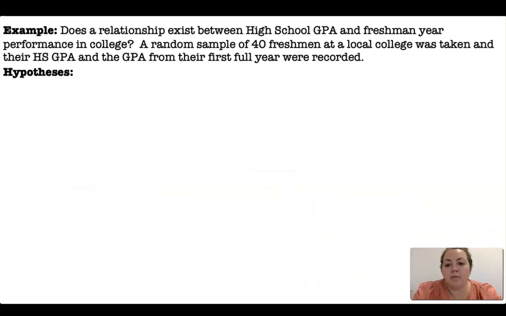All right. Does a relationship exist between high school GPA and freshman year performance in college? A random sample of 40 freshmen at a local college was taken, and their high school GPA and GPA from their first full year were recorded. All right. So my hypotheses: n is 40, degrees of freedom is 38. We're going to do a test here.